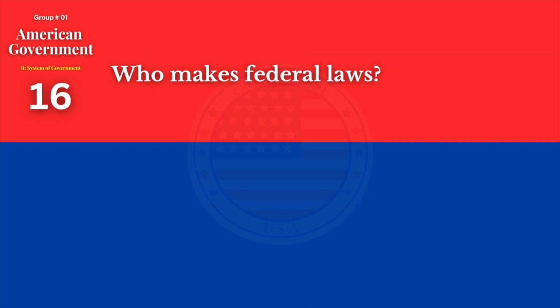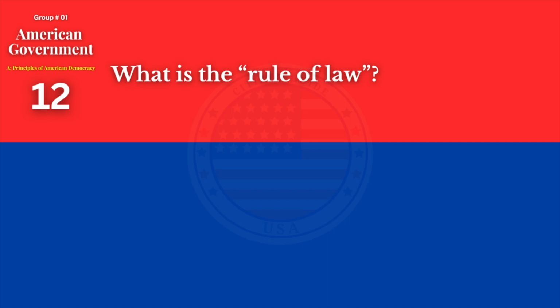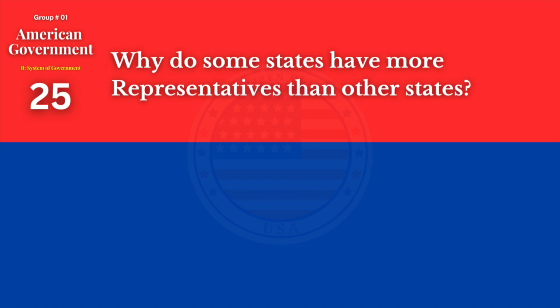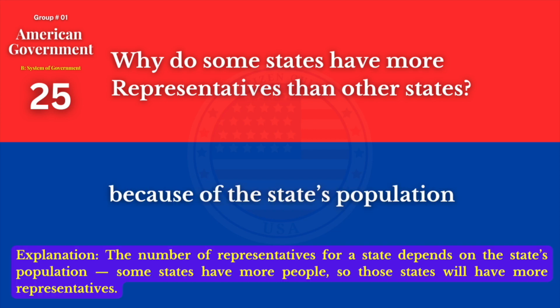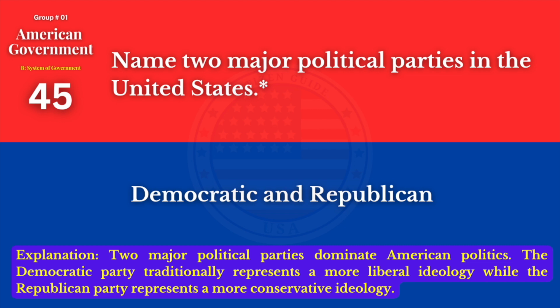Who makes federal laws? Congress. What is the rule of law? Everyone must follow the law. Why do some states have more representatives than other states? Because of the state's population. Name 2 major political parties in the United States. Democratic and Republican.